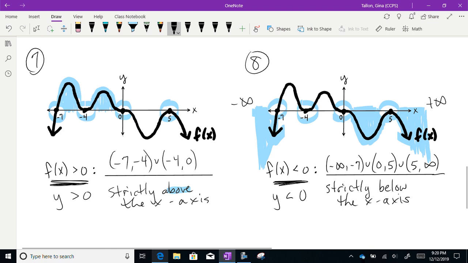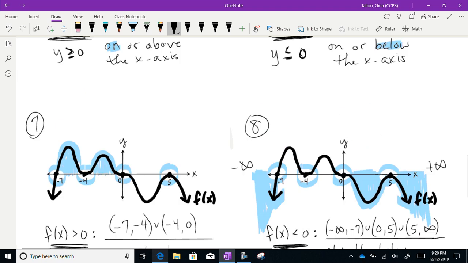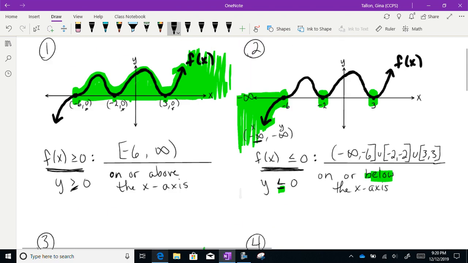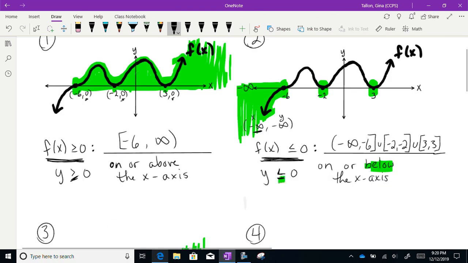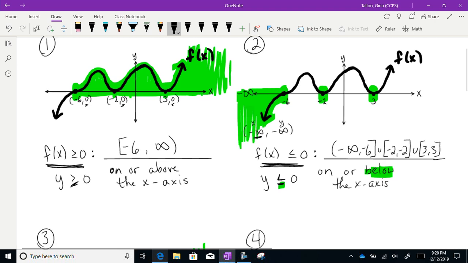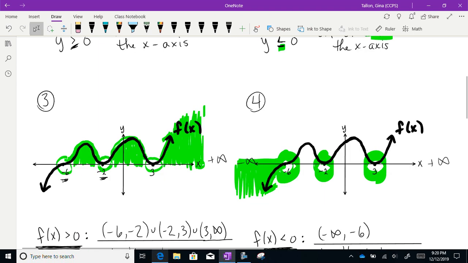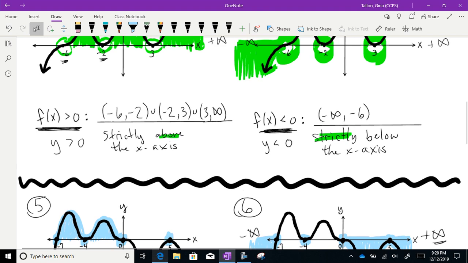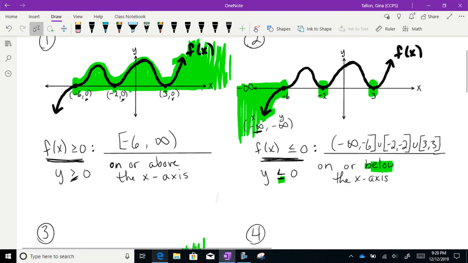So these are questions 1, 2, 3, 4, 5, 6, 7, and 8. Not quite sure. Let's see. There has to be a way to do this. Yeah, I'm not quite sure. I would like to squish the whole thing and get it all looking really small for you, but I'm still new at this thing, so I don't know how to do that. But let's take a peek here.